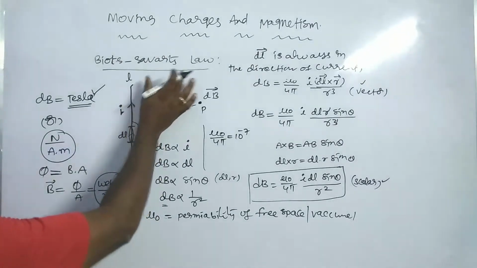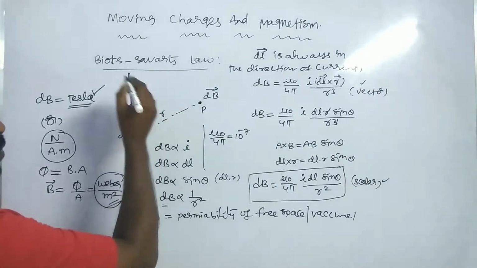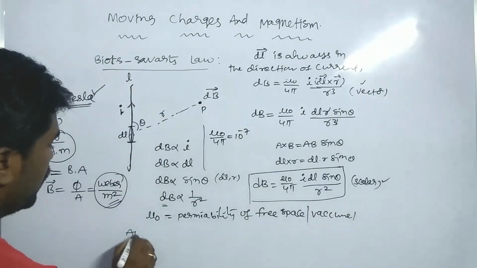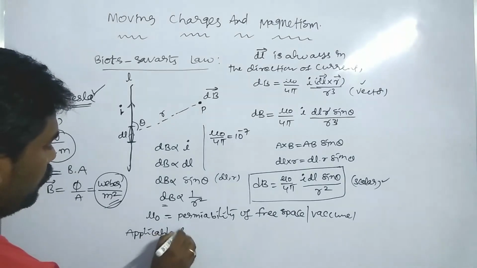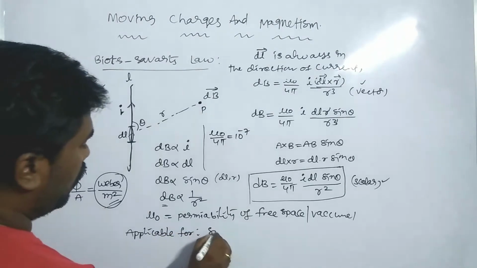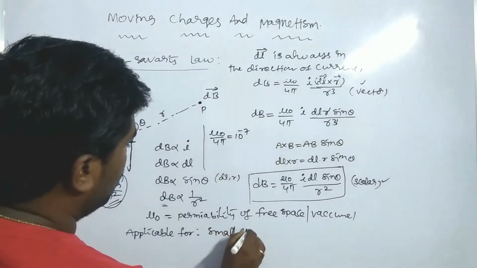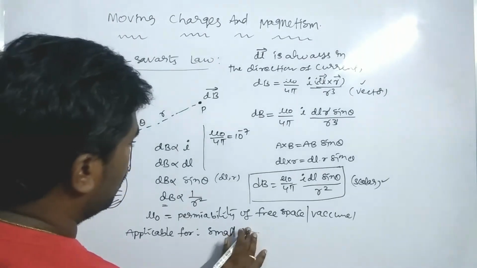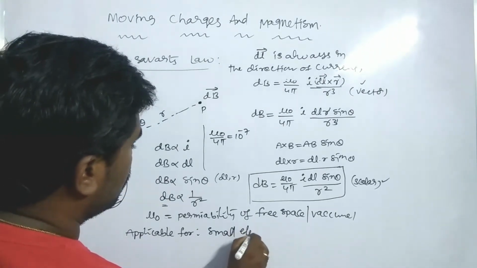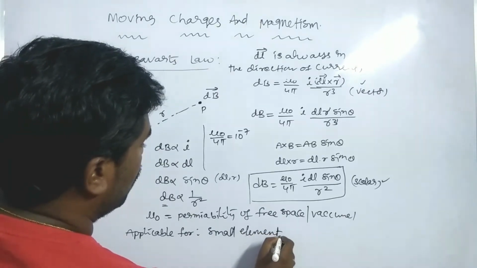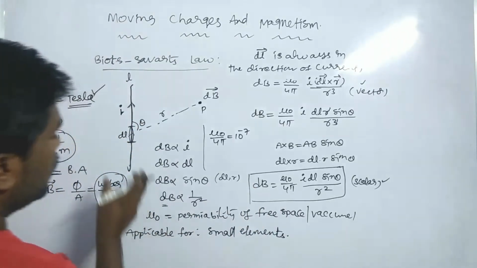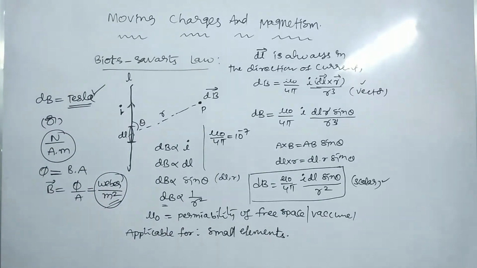So this Biot-Savart law is applicable only for small elements. It means small length parts, right?